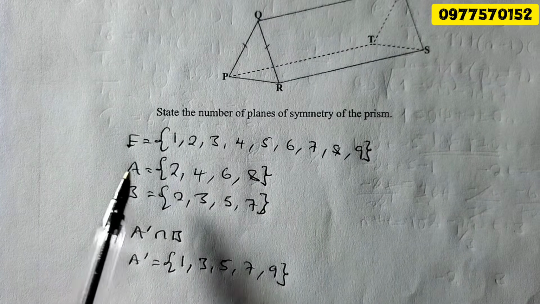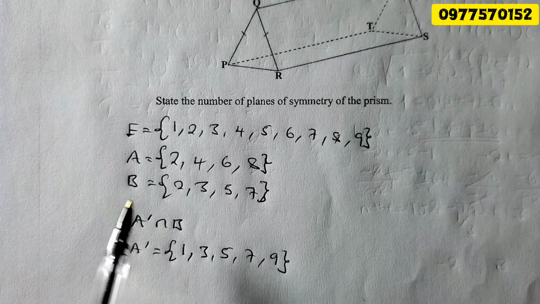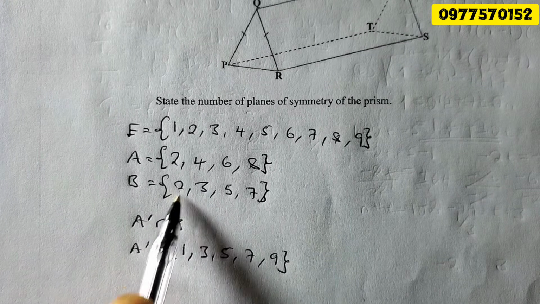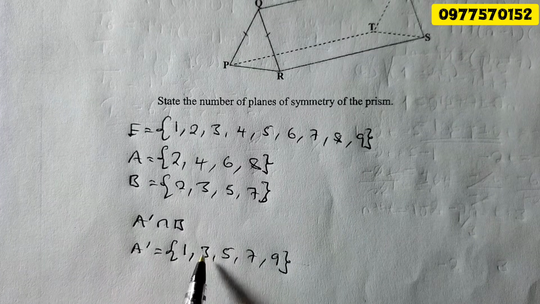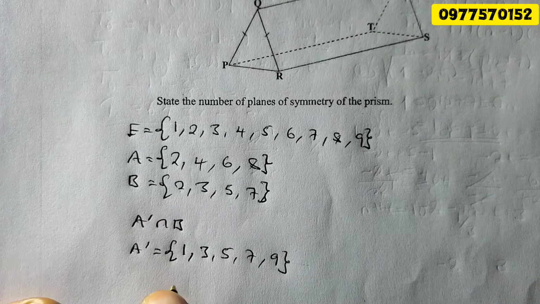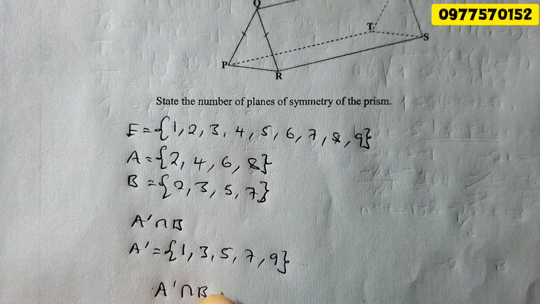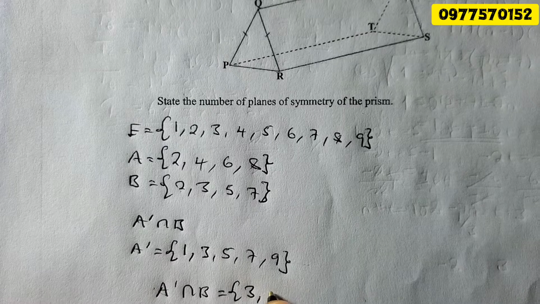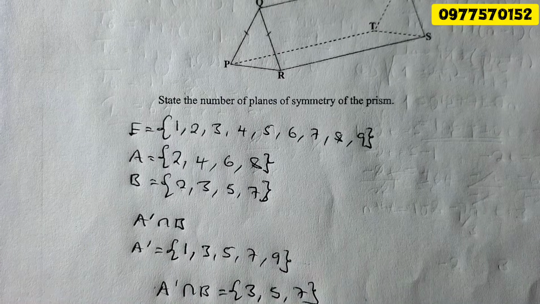So these are numbers that are not in set A. Then these are numbers that are in set B. Now, we are told to write what is common in set B and set A complement. Check: 1 is not common, 2 is not common, 3 is common. So A complement intersect B, you have 3, 5, and 7. Also, and this is the answer.